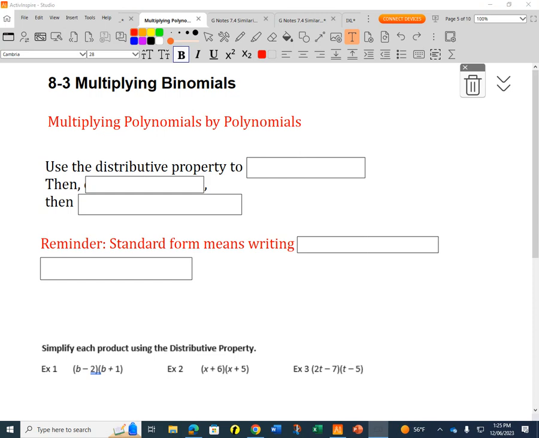Remember, for this assignment, you're just doing the even problems on that worksheet.